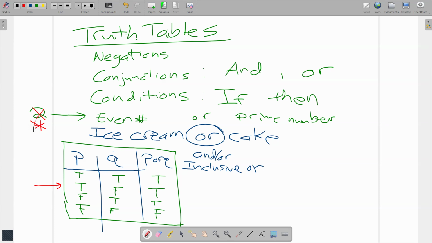If I switch to the number 3, that would be this line here because 3 is not even, but it is prime. So that means it is even or prime, mathematically speaking, because we're using this idea of an inclusive or.